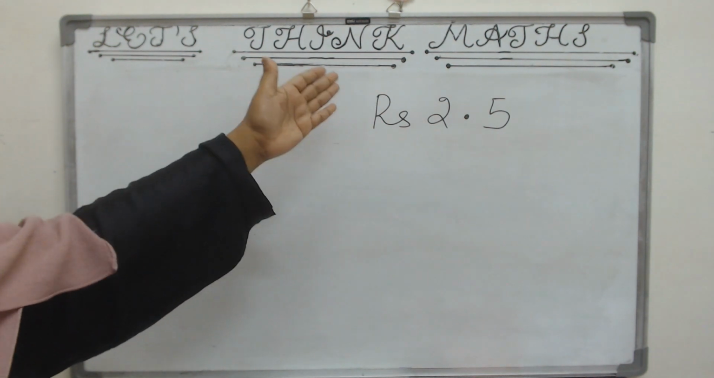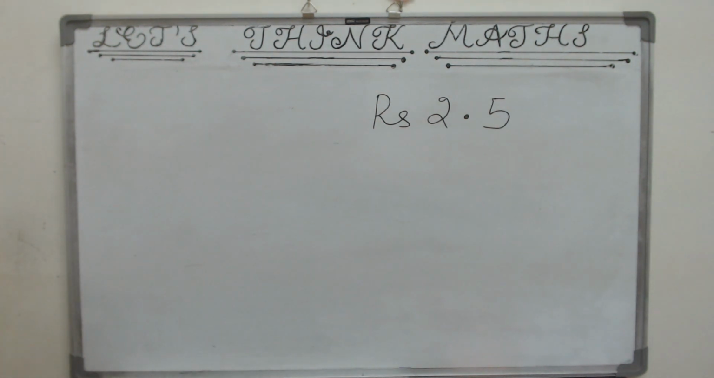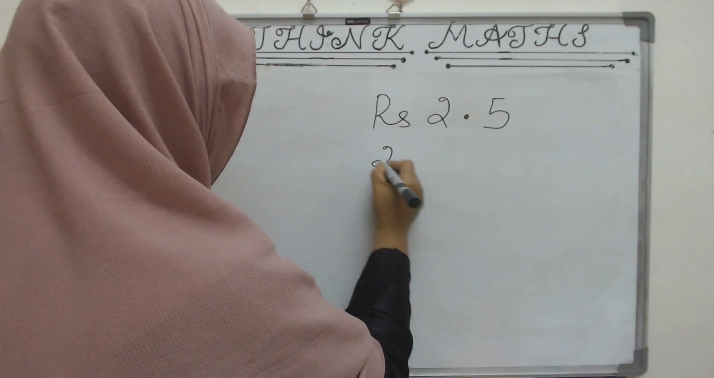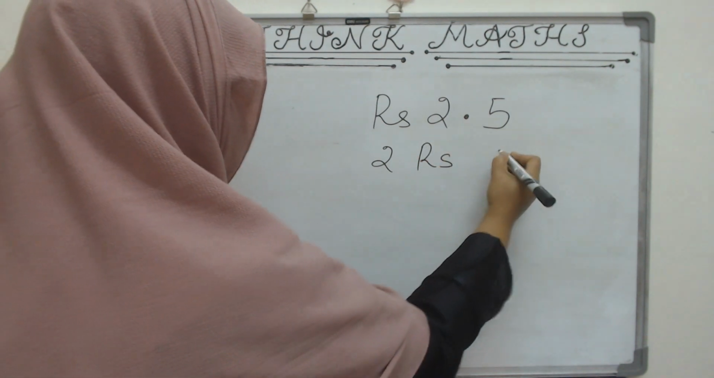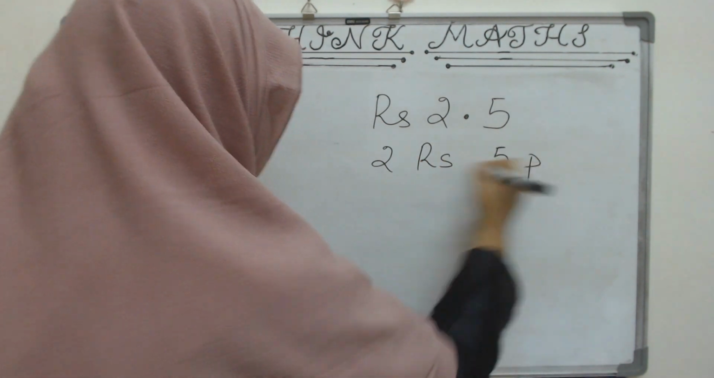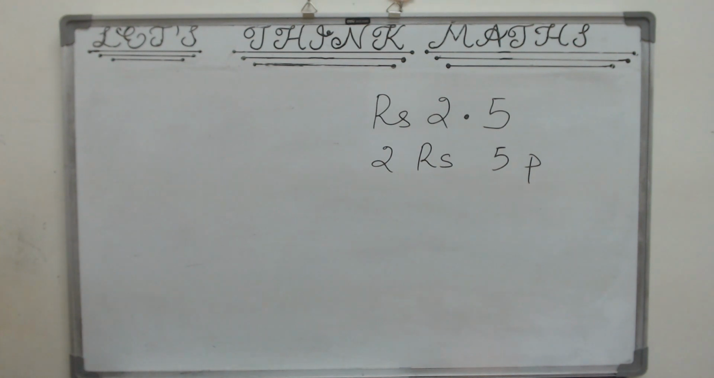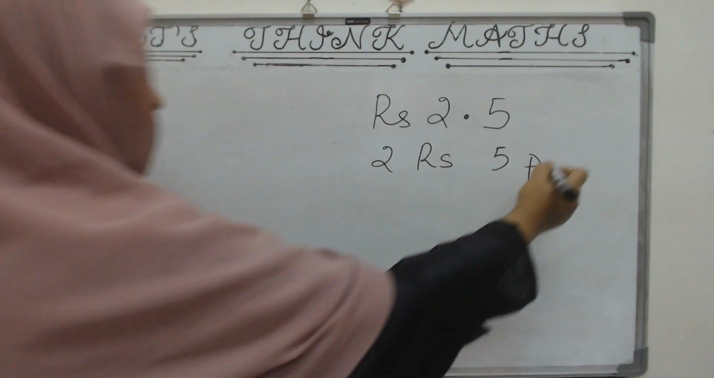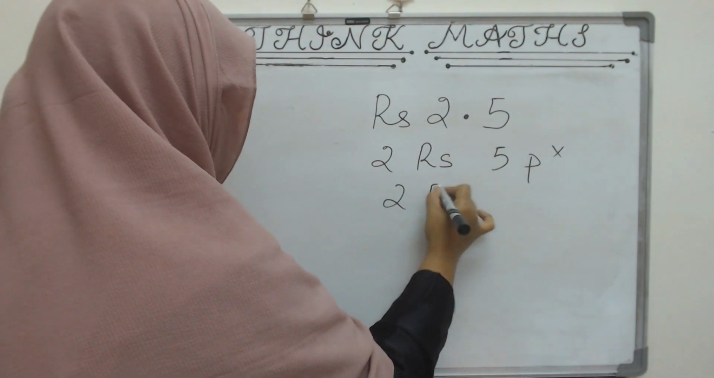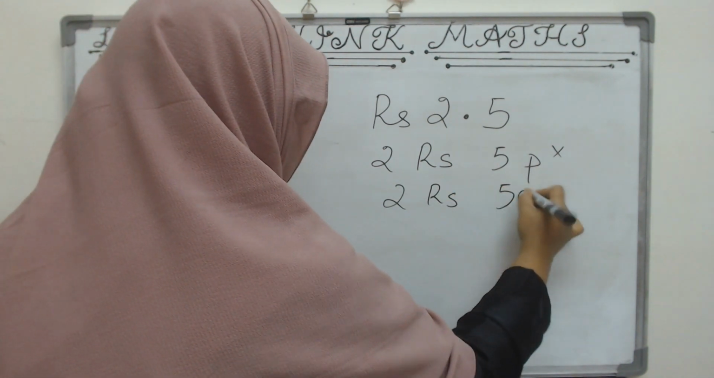Consider this amount. It is rupees 2.5. Can you tell me how many rupees and how many paisa are in this? A very common mistake that we see is this: 2 rupees 5 paisa, which is the wrong answer. The correct answer is 2 rupees 50 paisa.